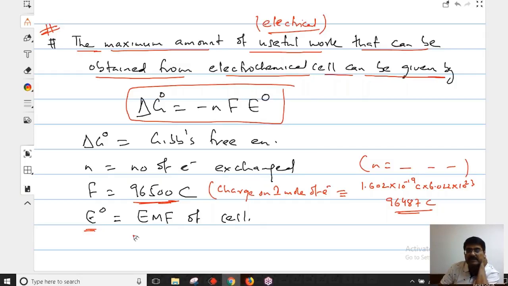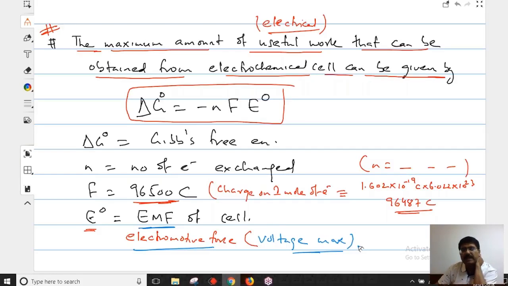And E naught is the electromotive force. And in the easy language, you should not tell to your teacher because they are fond of reading whatever is written in the book. This is the maximum voltage which can be obtained from the cell. You must have seen, I have a battery with me. This is a normal battery, AAA, right? On this, it is written 1.5 volt. So that is the EMF.